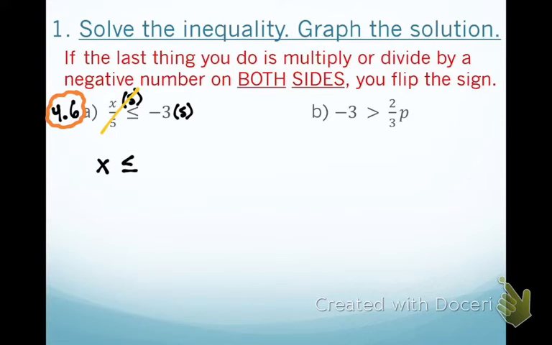I'm going to drop down the less than or equal to sign, and now I need to work this problem out. Guys, what's negative 3 times positive 5? Negative 15. Because there was only one negative number, my answer has to stay negative. Class, should I flip the sign? Yes. Why?